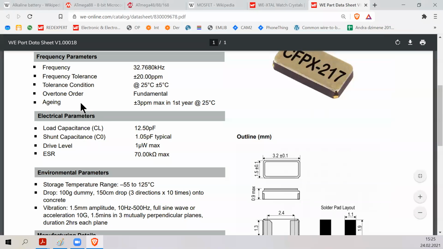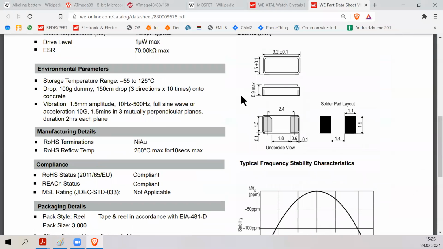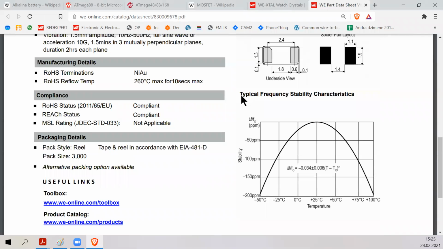The second thing that you can check out is aging. So after some time, it may drift a little bit, but it's just 3 parts per million max in the first year, and usually no more than 2 more ppms per the next rest of its life years. And you can also check out its temperature dependence.